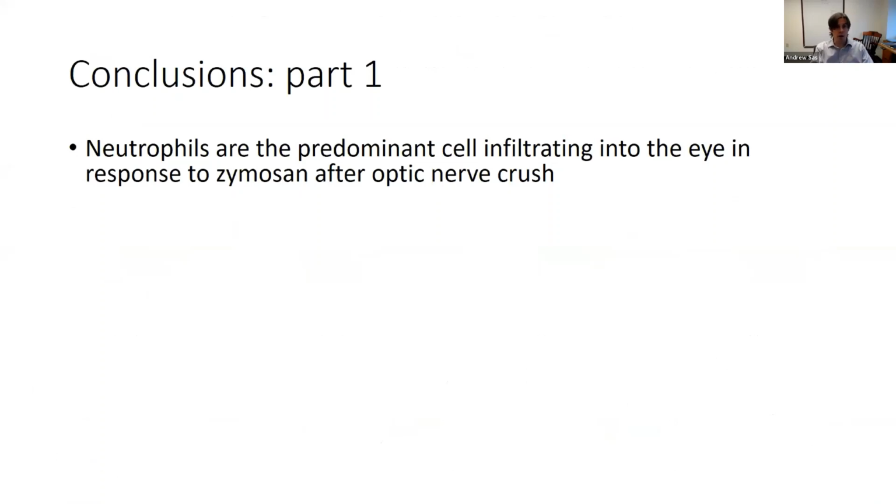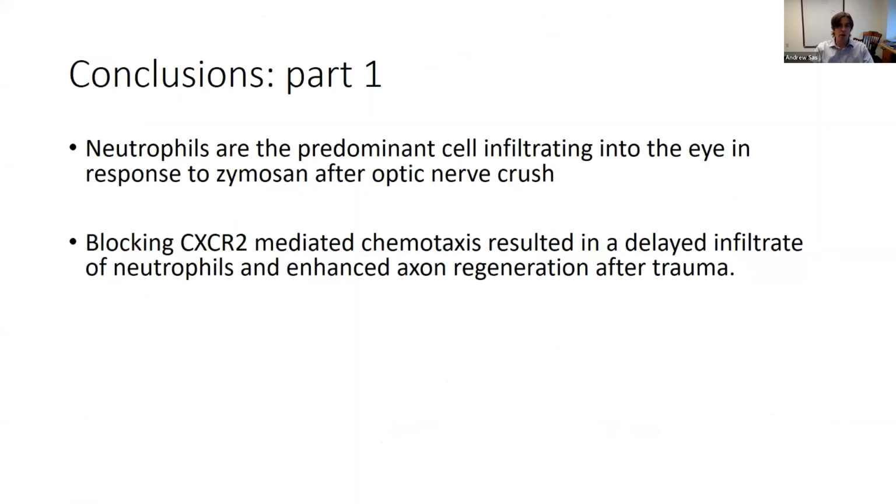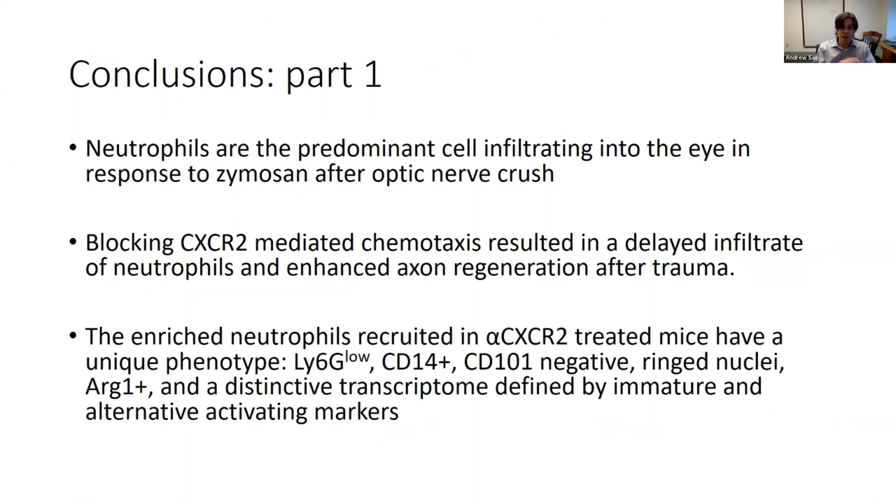And so from the first part of my work, what we found was that in this model of immune-mediated axon regeneration, neutrophils are the predominant cell that infiltrate into the eye. You can block conventional neutrophil chemotaxis, resulting in a delayed infiltrate of neutrophils that enhances axon regeneration. And that enhanced axon regeneration is also associated with a unique neutrophil that was found, that was Ly6G low, CD14 positive, CD101 negative. It had a ring nuclei and it was arginase positive. It had a unique transcriptome that was differentiated from a classical mature neutrophil.